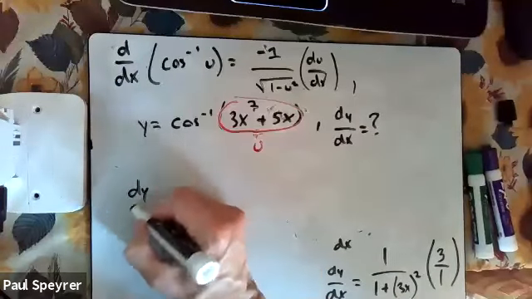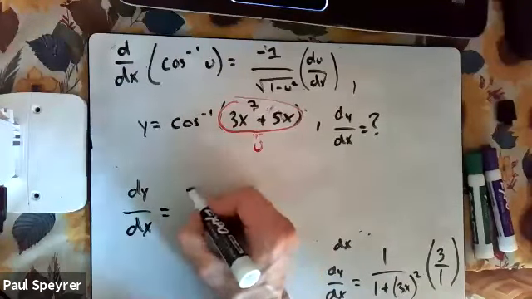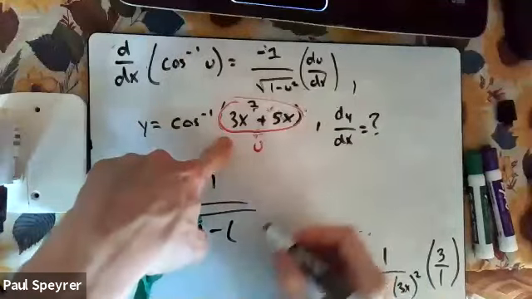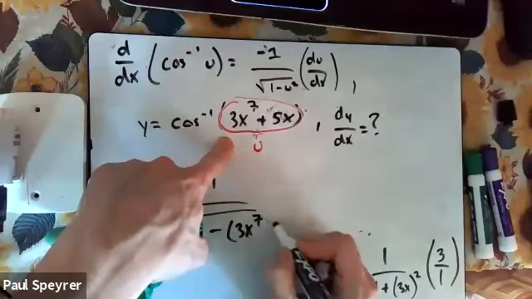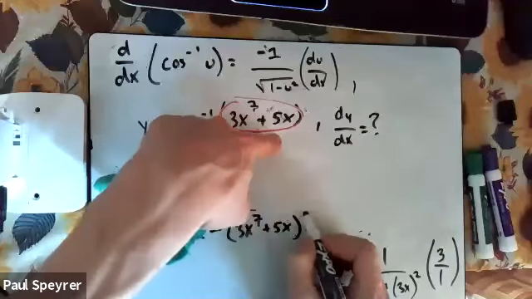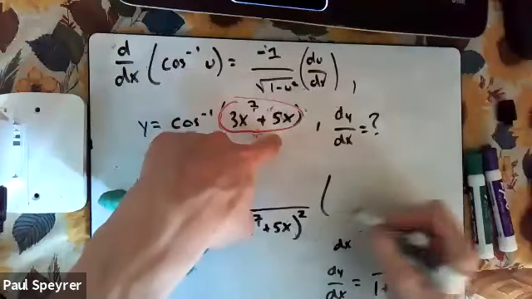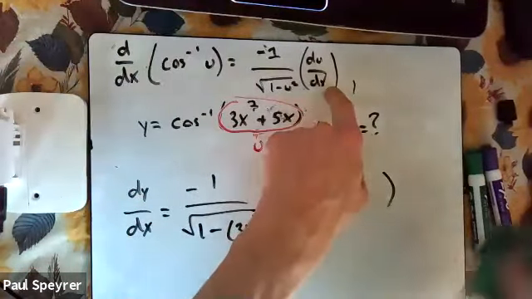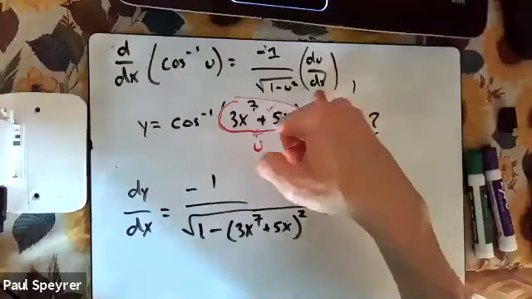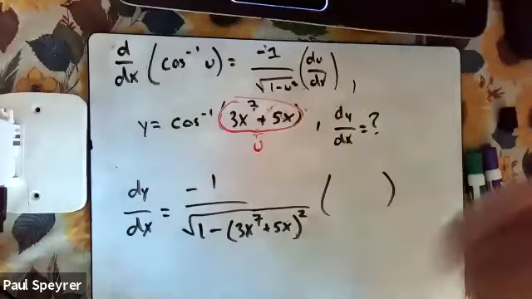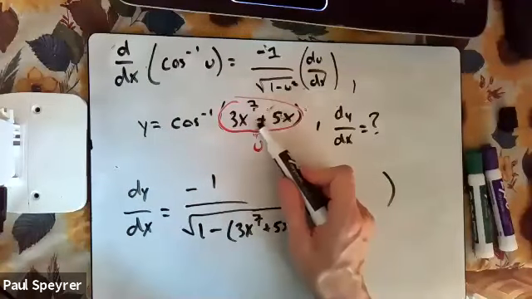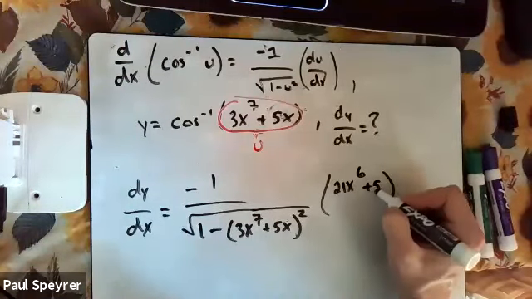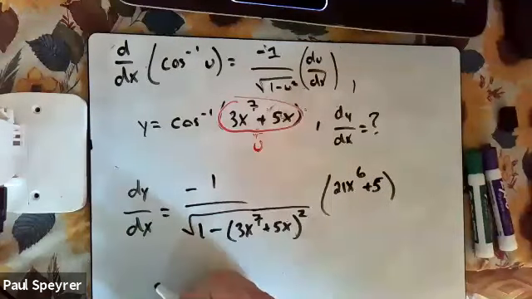Well, dy dx in this case would be negative 1 over the square root of 1 minus, and that entire u quantity squared. 3x to the 7th plus 5x, all that stuff squared. And then times du dx. We have to chain it, right? All these inverse trig functions in the end have some kind of chain rule. We always need to derive the u component. So what is the derivative of u in this case? It's 21x to the 6th plus 5. All right. So what's your final answer?